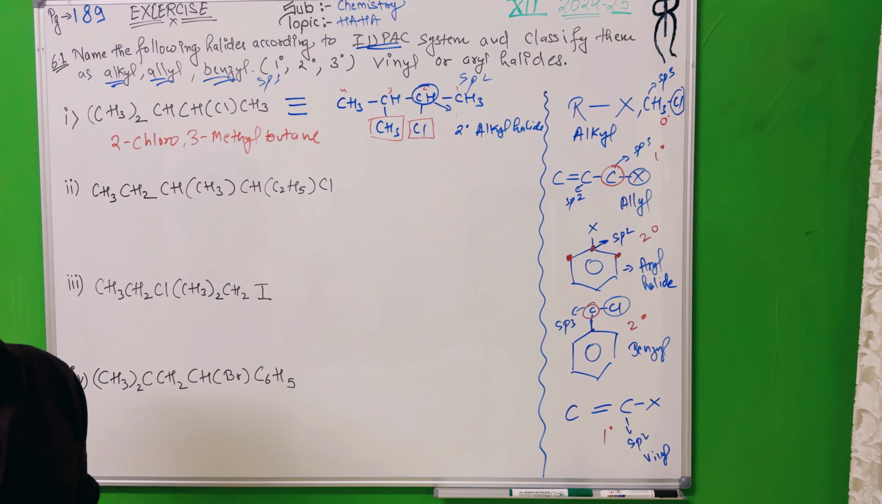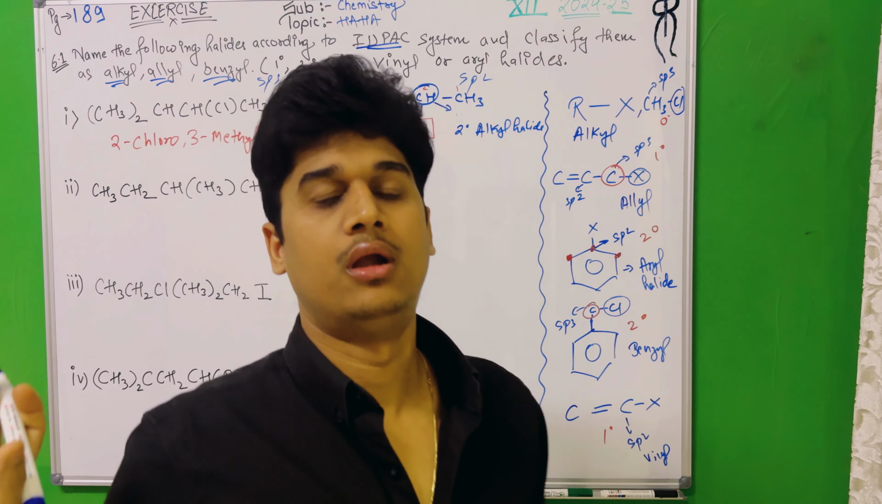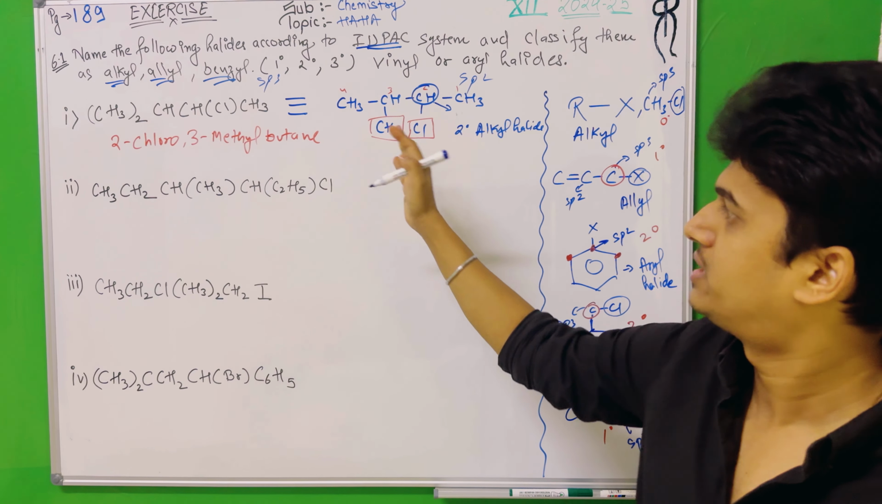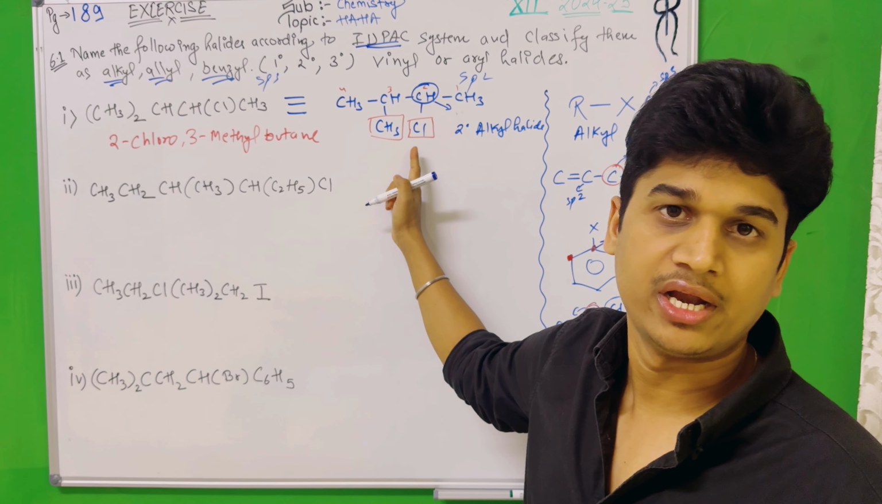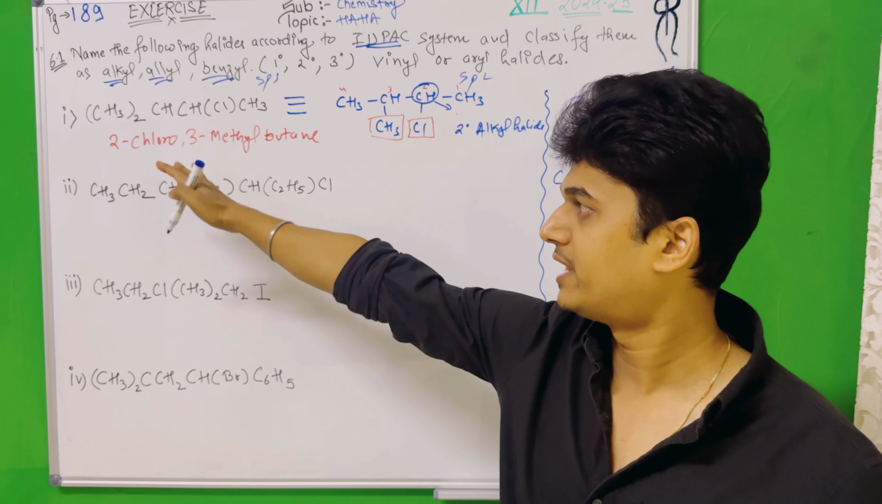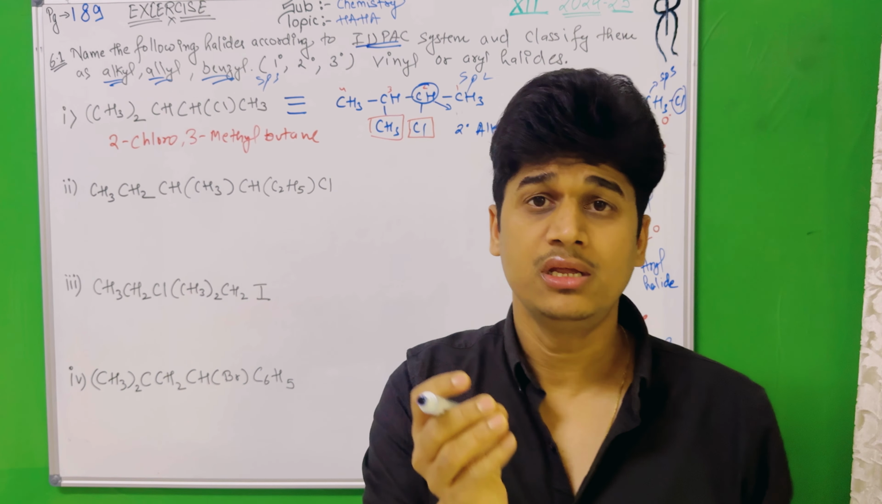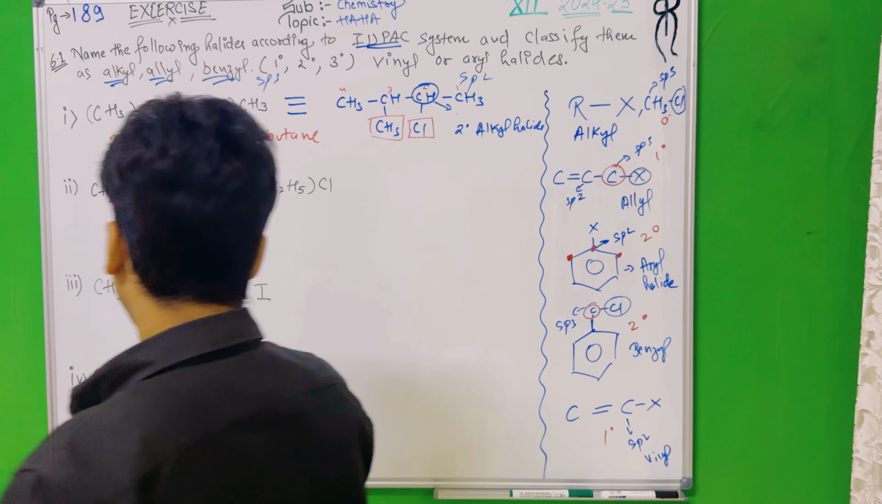So this is your complete first question over. I hope you are getting the point. Again, you have to follow this. Open the structure, count halogen where it is, give the numbering, write the IUPAC name, and find the carbon which is attached to the halogen is attached to how many other carbon.